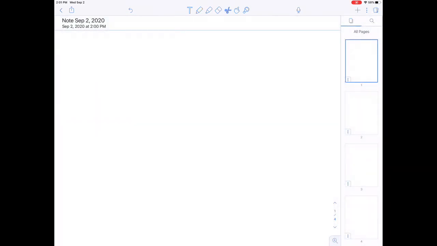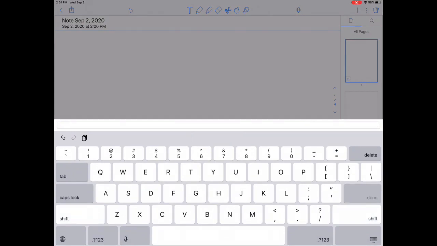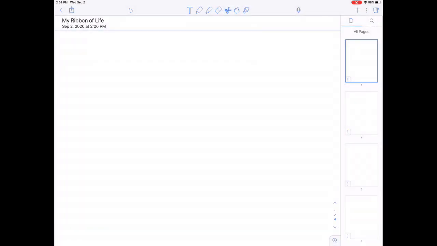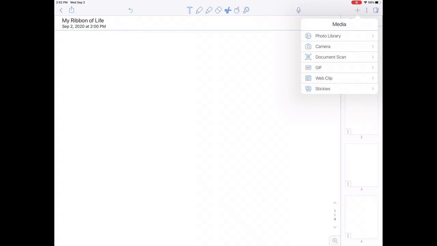Okay, I'm going to take my own advice. I'm going to rename this. I already have one called Ribbon of Life, so I'm going to call this one My Ribbon of Life. And now I can save this, and I can find it if I just want to type in the search bar. So let's start off our Ribbon of Life with the smallest unit of all matter.